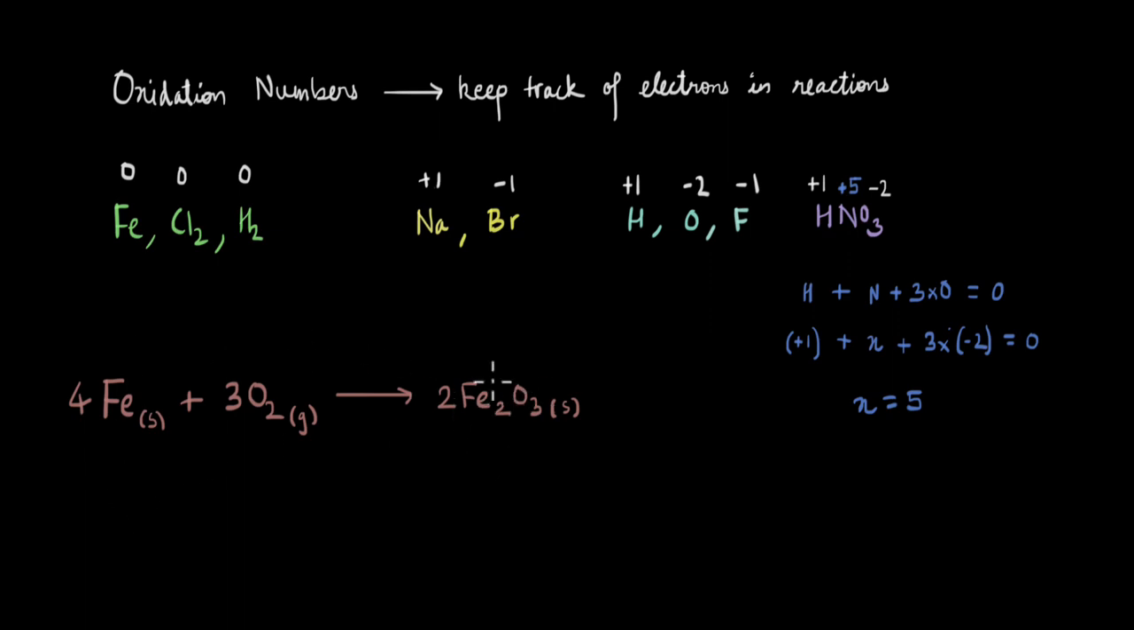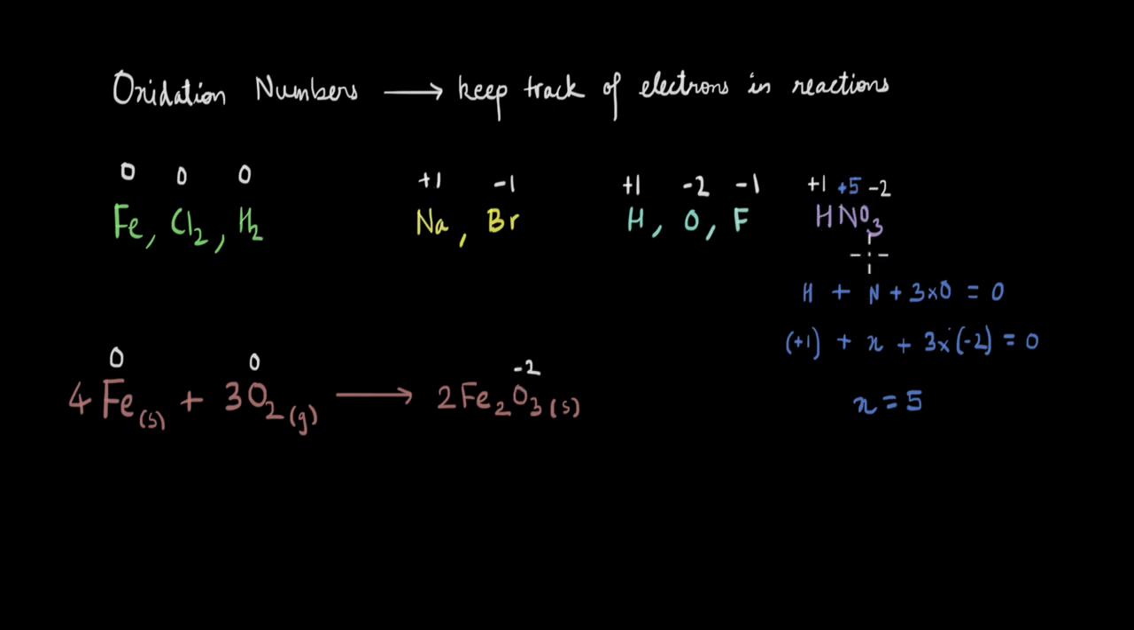Now, if we look at the oxidation states of iron and oxygen, as we saw before, since both of them are free species, their oxidation numbers are zero. And this is before the reaction takes place. Now, when the product is formed, we know that for oxygen, the common oxidation number is -2.